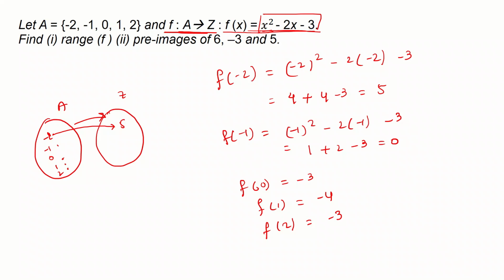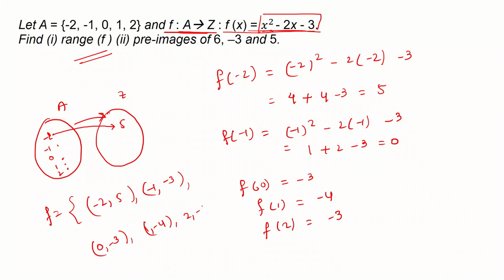Okay. So we have the images of all of these points in A, in Z. So what is the range of f? Range is again, as we mentioned in the relations, all those right hand side points. So if we are to write down this function f, then f can be written as (-2, 5), (-1, -3), then (0, -3), (1, -4) and (2, -3). Sorry, -1 goes to 0.